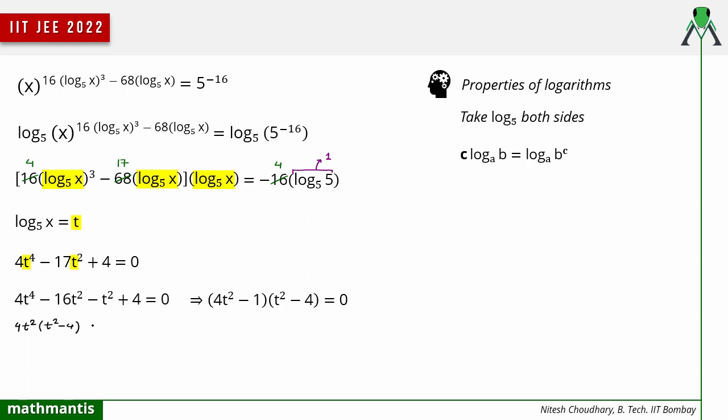And here we can take minus 1 common. Here it will become t square minus 4. So you will get two factors, 4t square minus 1 and t square minus 4, whose product is 0. So from here you can find two values of t from this part.